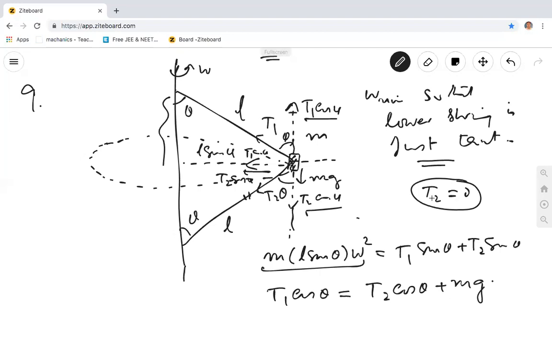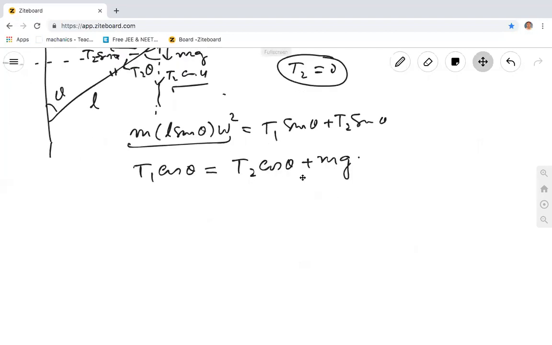Okay, now see. But this equation you have to understand. The centripetal force is provided by the two components of the tension T1 and T2. And T1 cos theta is the upward force. It should be balanced by the two downward forces, that is T2 cos theta downwards, but plus mg also downwards. Right? Now see what I will do.